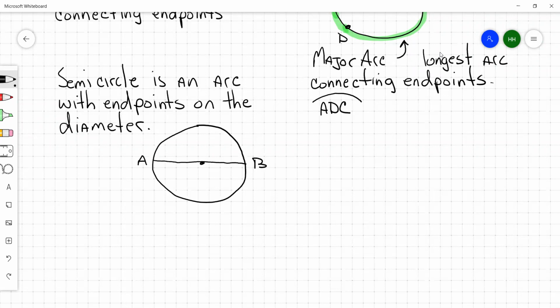You've got two arcs here. You've got arc AB and you've got arc ACB. So we're just talking right now about arc AB. It's a semicircle. Its endpoints are on this diameter.